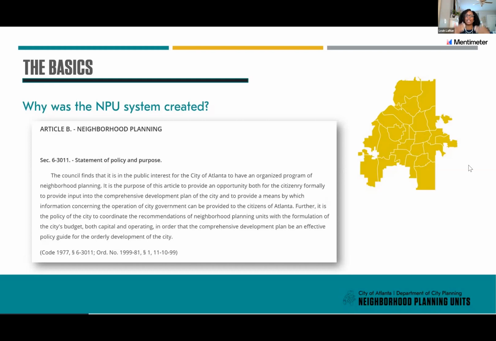So it is both to get input from the public and to give information concerning city operations to the residents of Atlanta. Further, it's the policy of the city to coordinate the recommendations of NPUs, or neighborhood planning units, with the formulation of the city's budget, both capital and operating, in order that the CDP, or the Comprehensive Development Plan, be an effective policy guide for the orderly development of the city.